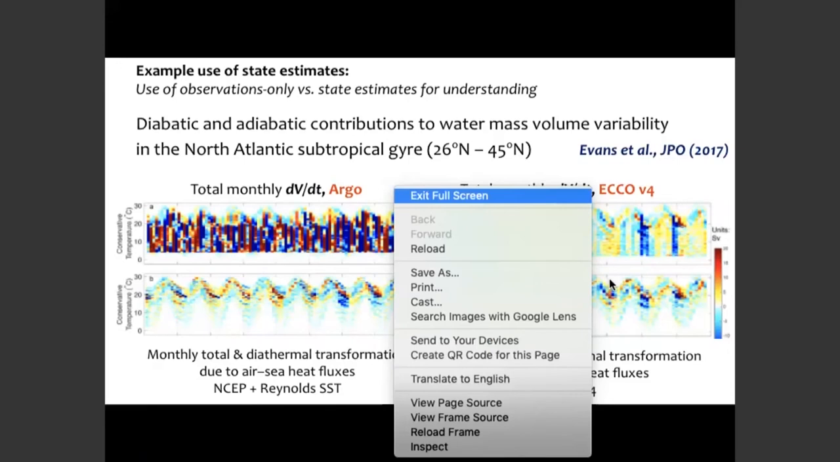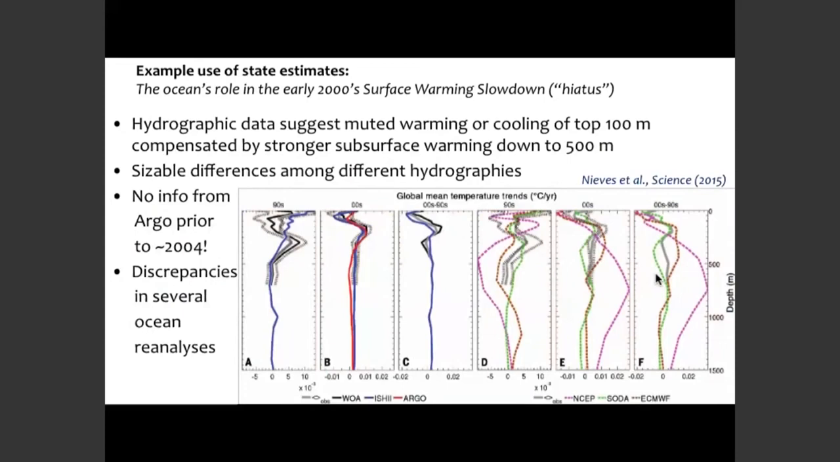So the next example is using reanalysis products for understanding the temporary surface global warming slowdown that we had in the first decade of the 21st century, the so-called hiatus. Again, the question is what was happening in the hiatus, and what we see from ocean observations that we have shown here as a function of depth.